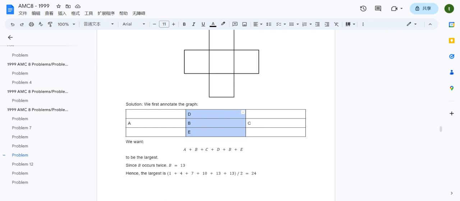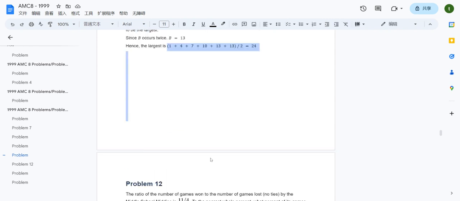And for the other numbers, it doesn't matter. You can just randomly place 1, 4, 7, 10 into any of those positions, A, C, D, E, in any order. Order doesn't matter. So in this case, the largest is going to be 1 plus 4 plus 7 plus 10 plus 13 plus 13, divided by 2, which is 24.